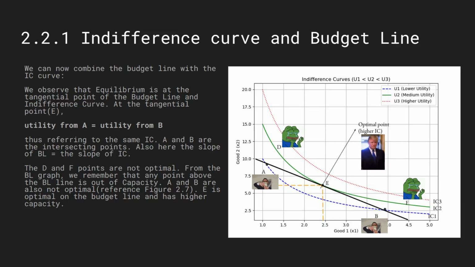And for the points D and F, we can see there are also some points D and F on the IC curve where the budget line is tangential to that IC curve. There are 2 points, D and F, that are not optimal because although they are on the same IC curve, they are unattainable for you. They're out of your budget. So D and F points are also not our optimal points.